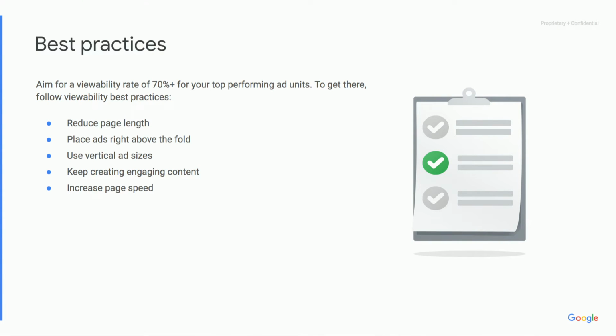Vertical sizes. Use the right ad sizes to get the most amount of viewability. A great vertical ad size, for example, is a 160 by 600. And create content that holds a user's attention. And lastly, increase your page speed. Sites that load faster have a higher viewability. So use Google's mobile web speed toolkit to test your site and see where you can improve your performance.